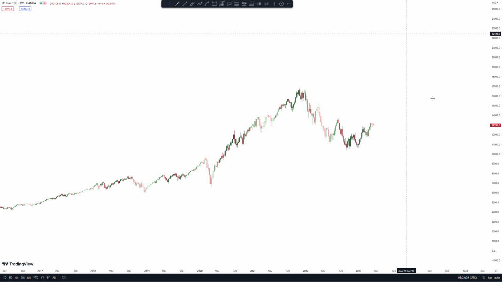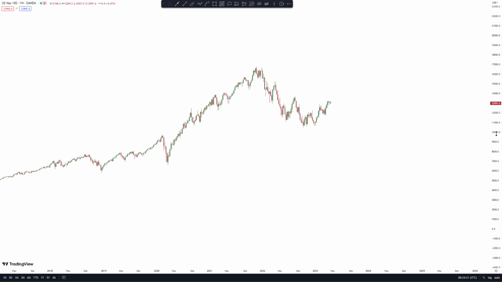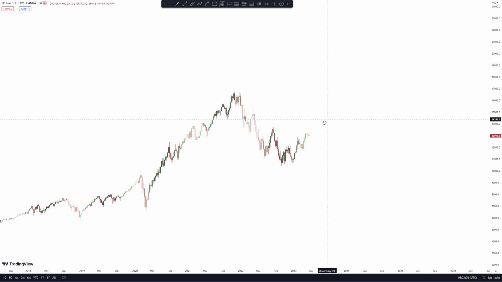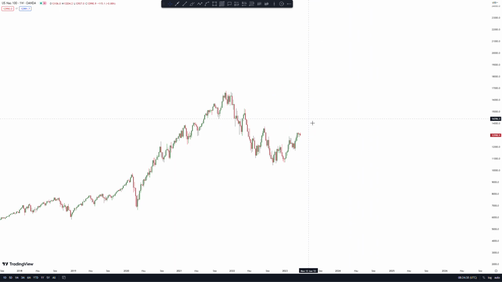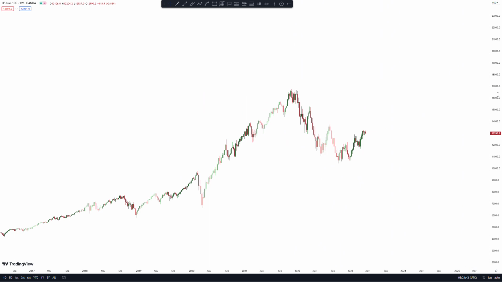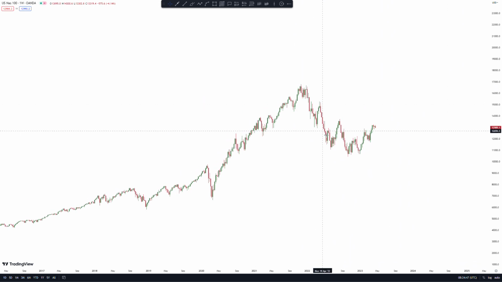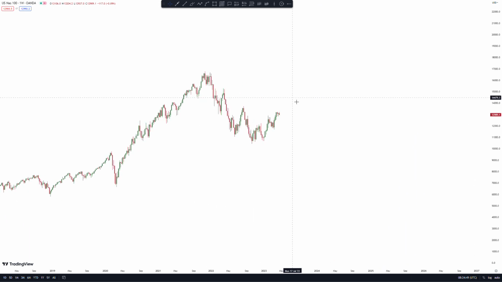So we are back, and we're gonna be focusing on Nasdaq. I think maybe if I haven't said, I only trade one currency pair, which is pound dollar, and the rest are indices. So yeah, let's have a quick look.